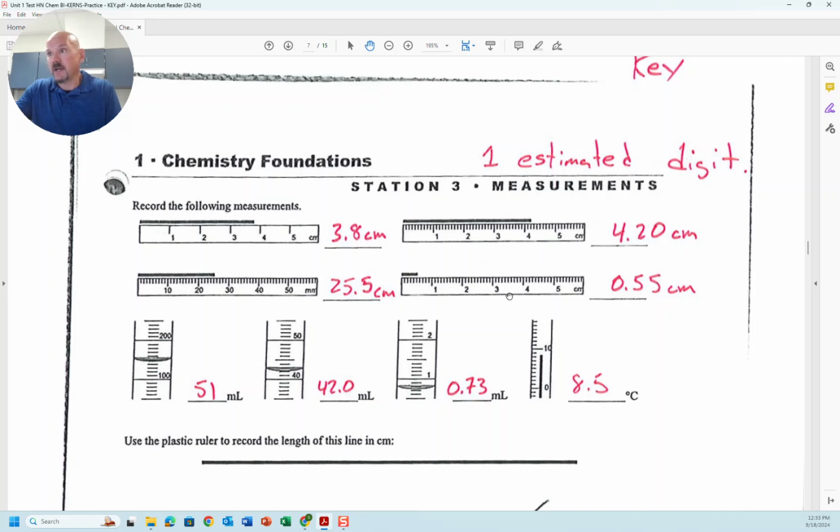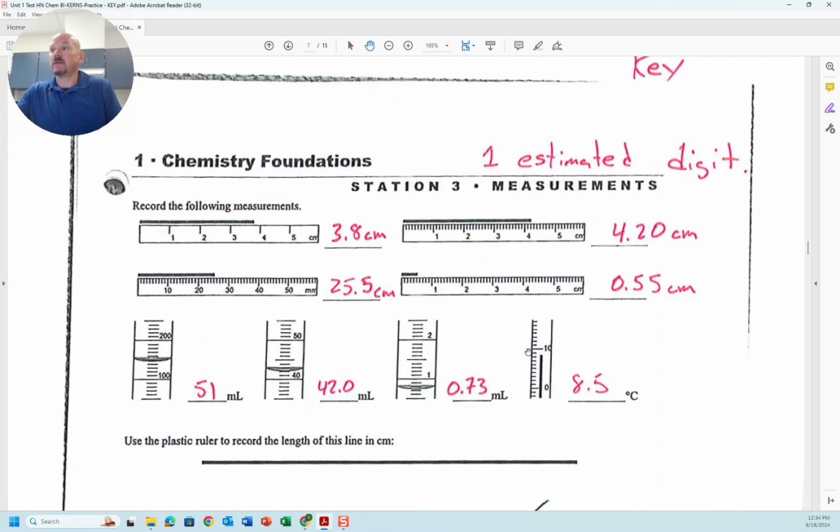It might be different than mine. The estimated digit, the last digit to the right of the number, might be different compared to somebody else's because that last digit is an estimated digit. And you only have to worry about estimating digits when it's something that's analog, that has graduations. If you're doing something that's digital, like taking the temperature using a digital thermometer, just write down what the thermometer says, what the digital display says.